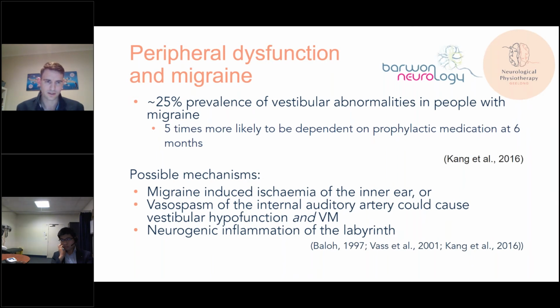It's not entirely clear why they might have the peripheral dysfunction. Could be because of migraine-induced ischemia of the inner ear, vasospasm of the internal auditory artery. Could also cause vestibular hyperfunction and vestibular migraine, or there might just be inflammation of the labyrinth that leads to scarring over time.